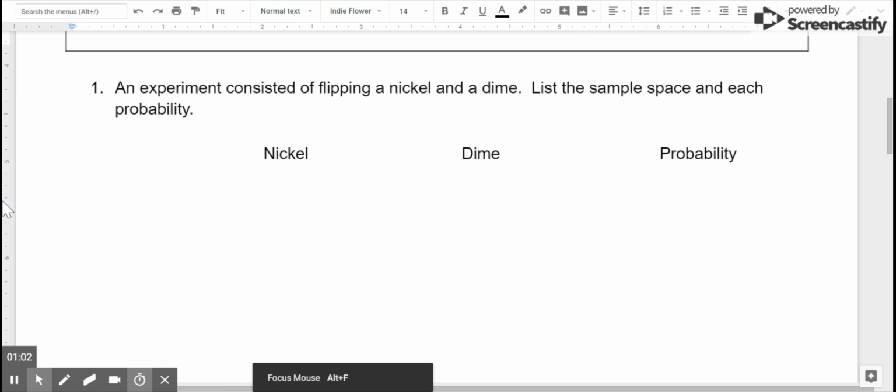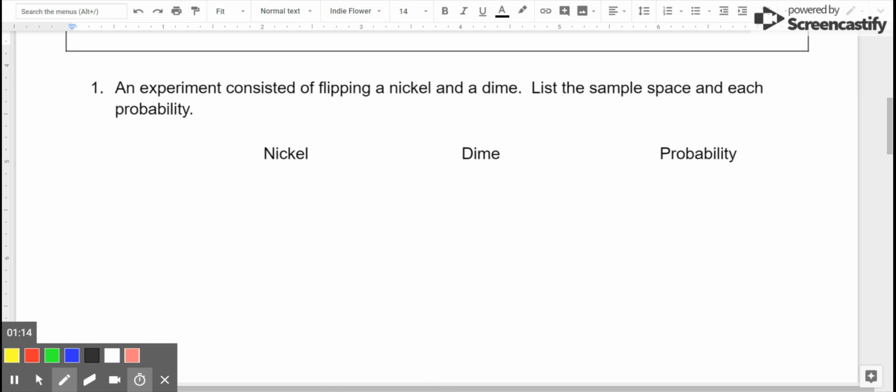Let's take a look together at number 1. It says, an experiment consisted of flipping a nickel and a dime. List the sample space and each probability. So let's first think about flipping the nickel. When I flip a coin, there are 2 possibilities. For the nickel, I could get heads or tails. So if I list the sample space of just flipping a nickel, it's heads or tails.